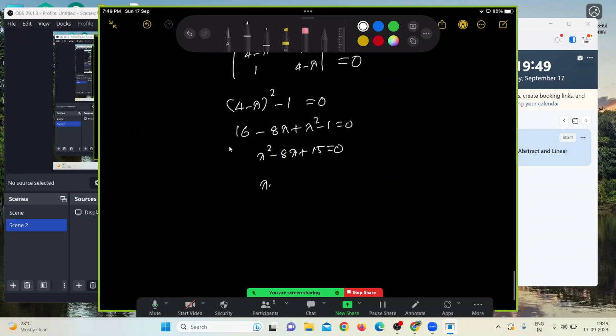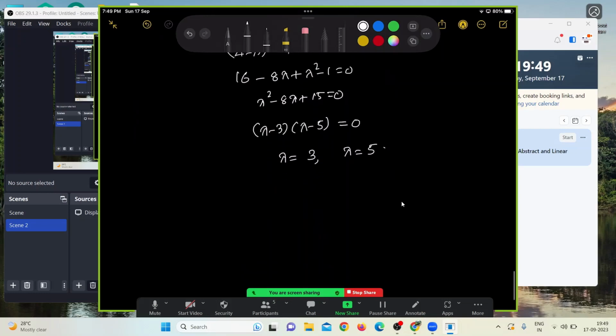Okay, so our characteristic equation, we got it as lambda square minus 8 lambda plus 15 equal to 0. And from this we can solve for lambda equal to 3 and lambda equal to 5. So these two are the eigenvalues. Now the question is, what are the eigenvectors?